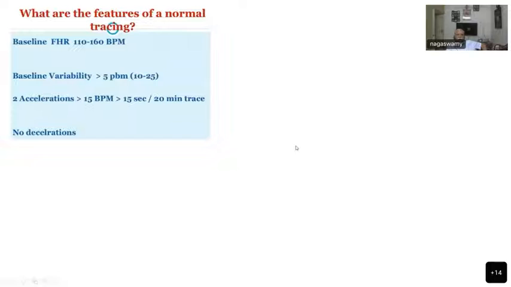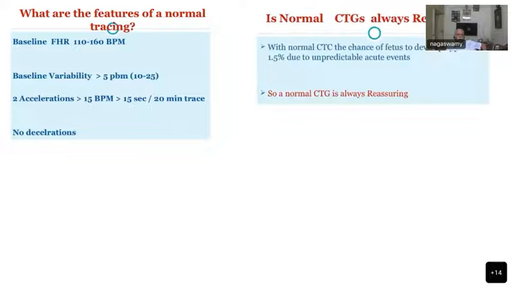And what are the features of a normal tracing? The heartbeat should be between 110 to 160. That is the baseline heart rate. Variability should be more than 5 beats per minute, and two accelerations of more than 15 beats for more than 15 seconds every 20-minute period. And there should normally be no decelerations. These are all the things that we normally expect. With a normal cardiotocographic recording, is it useful or reassuring? Definitely it is reassuring, because a normal cardiotocographic tracing indicates that both the fetus and the mother's contractions are all normal.